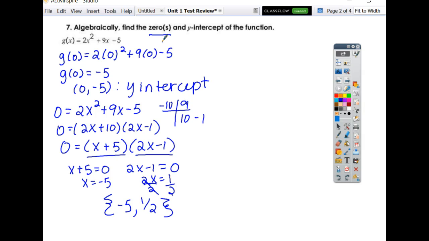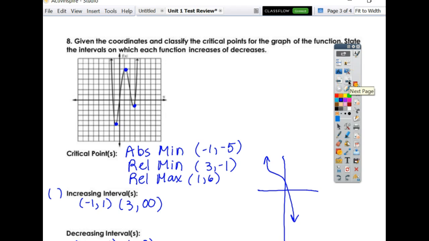Okay, I want you to do the next page now, number 8 and 9. And on number 8, where it says the critical points, I'm looking for the relative max and the relative min, the absolute max, the absolute min, or the point of inflection. Those are the points I'm looking for.